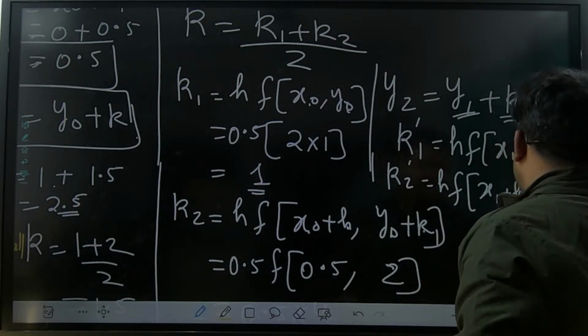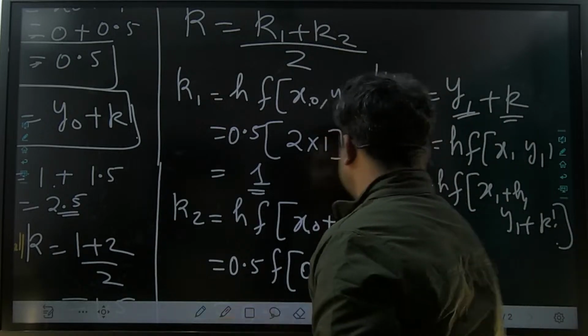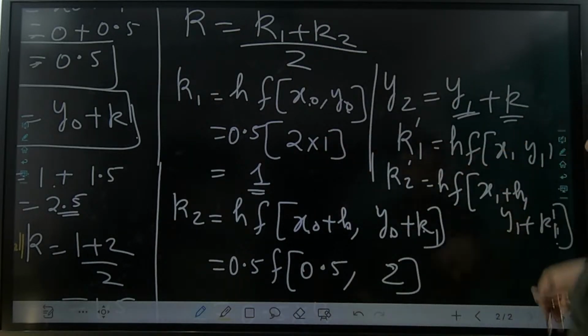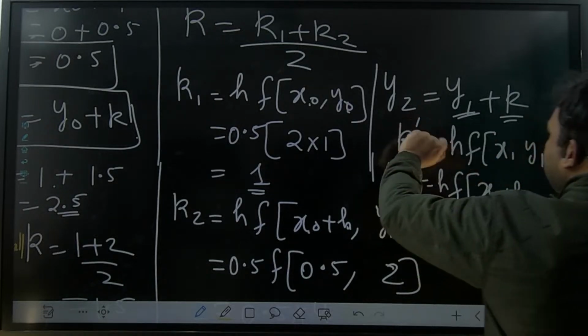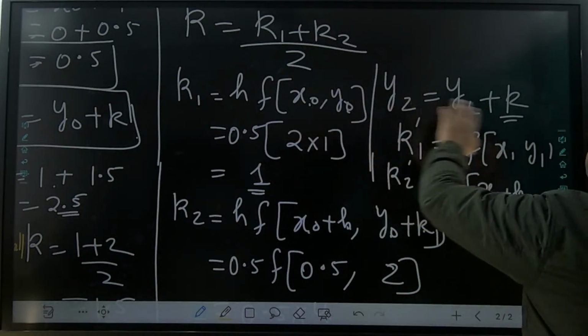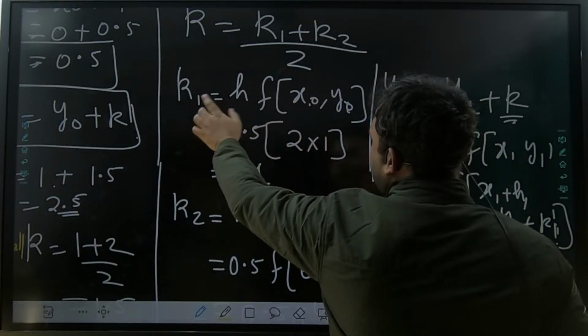K1 dash, here K1 dash. So you will just repeat again. To calculate the next Y2, Y1 is needed that you have calculated from here. You need a new value of K. As per this condition, you use the initial condition to come to this Y1.